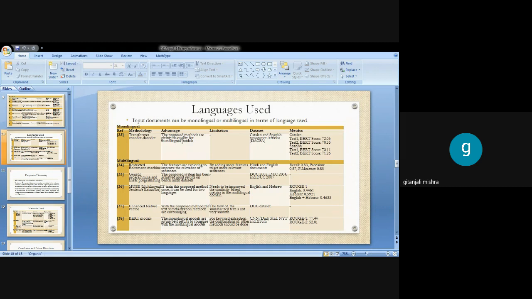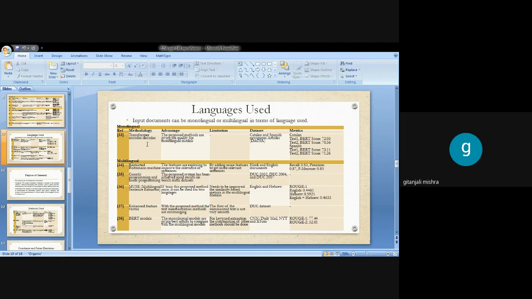Based on the language of the text we are using, the summary can also be classified into two types: monolingual and multilingual. In monolingual, we are using a one-language document, but in the case of multilingual, we are using more than one language as the input to find the summary. So this is the literature survey for monolingual summary.